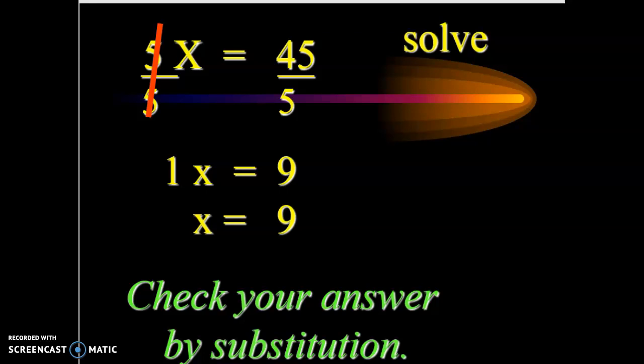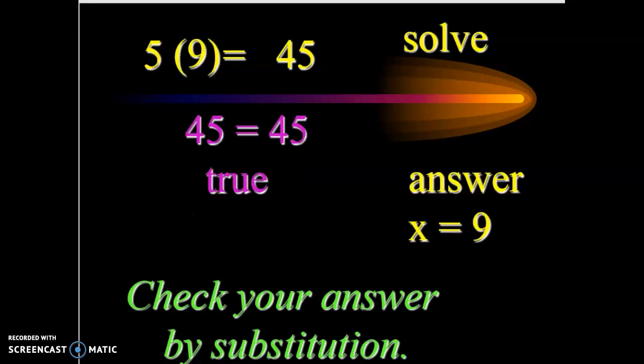Now, something that is an important step that we want to do: now I think my answer is 9, but I'm not sure. So I can check it by simply substituting into the original equation. So 5 times 9, does that equal 45?